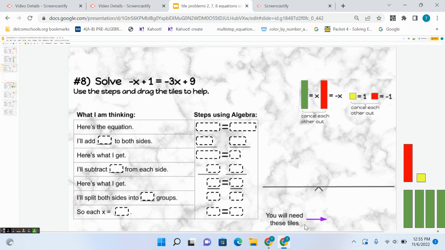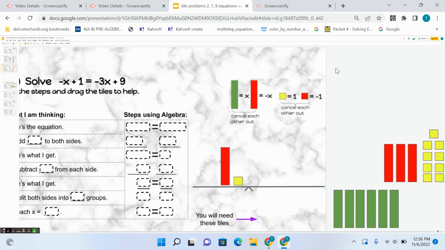Okay, so first of all, we need to build this. On the left side, negative x would be a red rectangle, and a positive 1 would be just a regular positive yellow charge, a small square. So there's the left, negative x plus 1. On the right, we have negative 3x plus 9. Negative 3x would be 3 red rectangles, and a positive 9 would be 9 yellows. So we need to drag those tiles up from your pile and put those on the right.